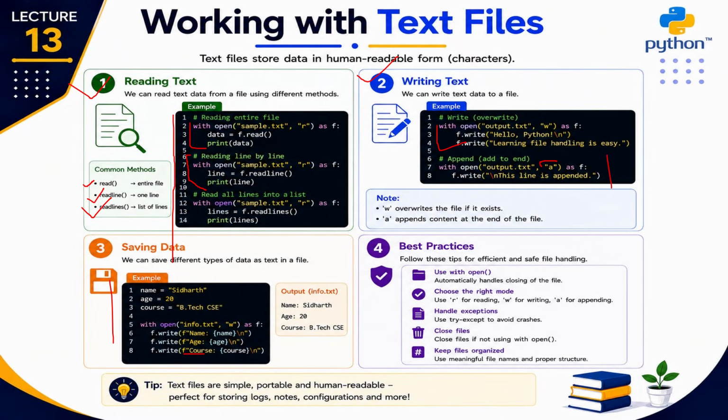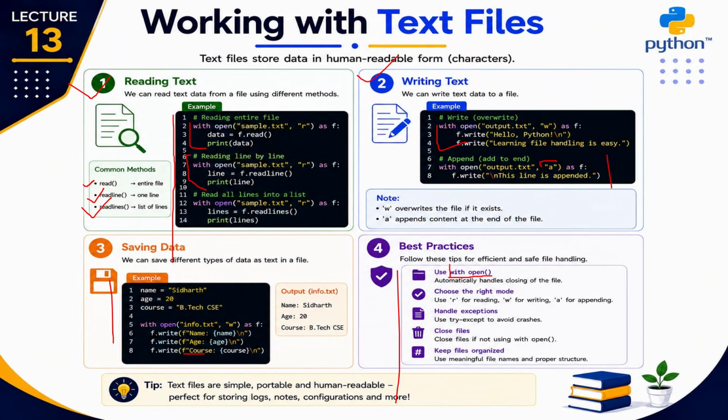Now finally, let's look at some important best practices of working with text files. These are some best practices. Let's understand this. First, use with open, because it automatically closes the file after we finish working with it. This is the whole keyword: with and open. Use this, use with open.